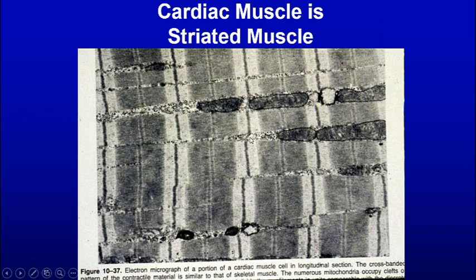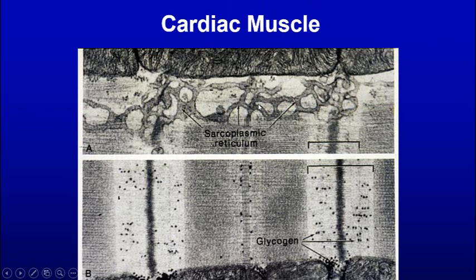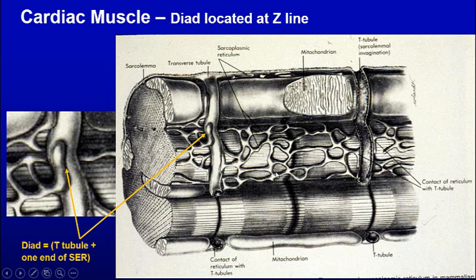And so this is the sarcomere in cardiac muscle. The sarcoplasmic reticulum, I should say, is the smooth endoplasmic reticulum, and that's the one that's going to have the calcium regulation. You can also have glycogen stored in muscle as well.